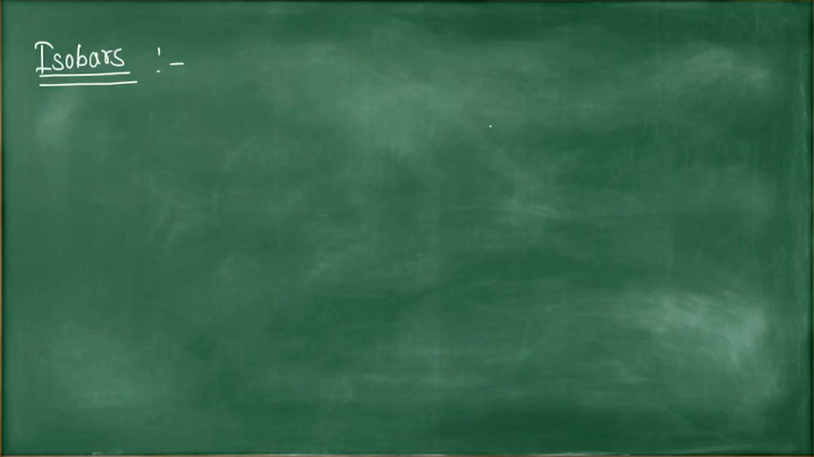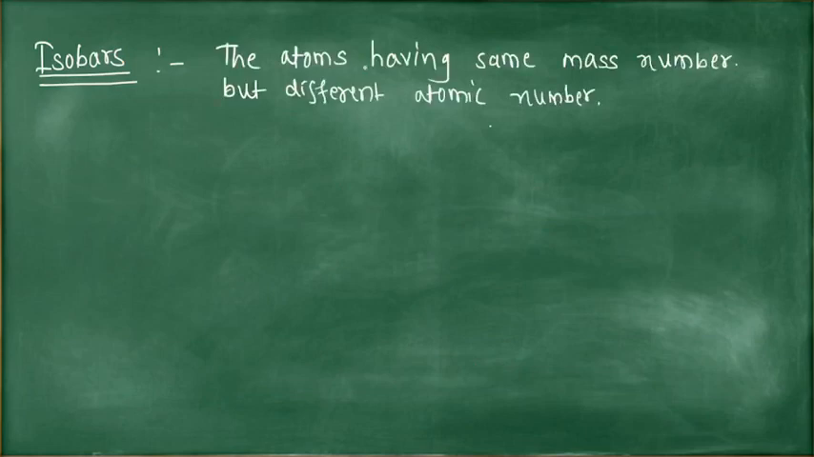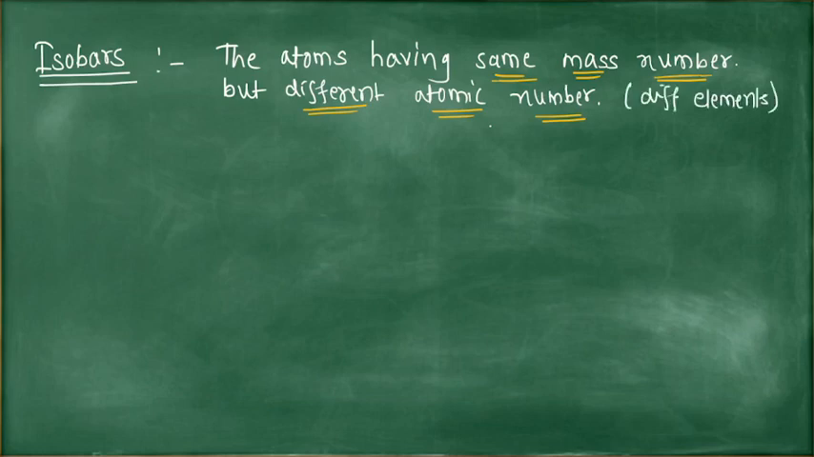Isobars. Define isobars: atoms having the same mass number but different atomic number. When the atomic number is different, the elements are not the same, they are different. So isobars are of different elements. And when the mass number is the same, you can say that these are isobars. So from this A, you can remember like this: mass number is the same. For example, 1H3, 2H3.